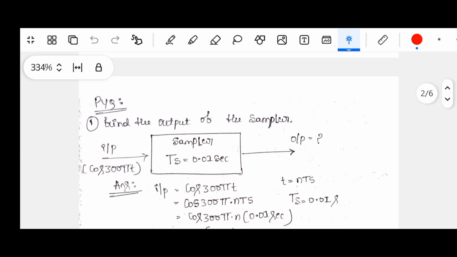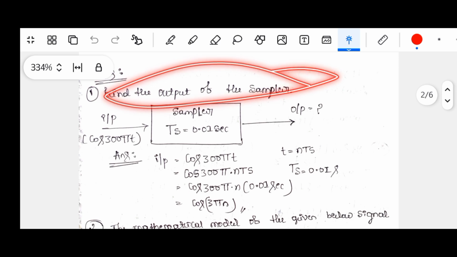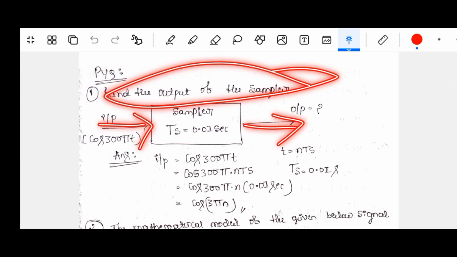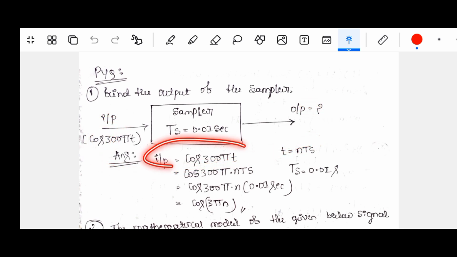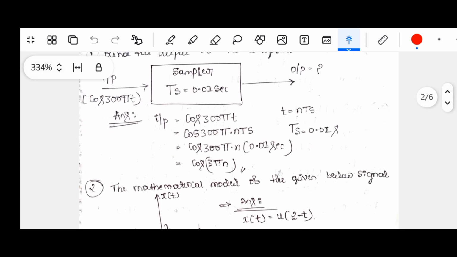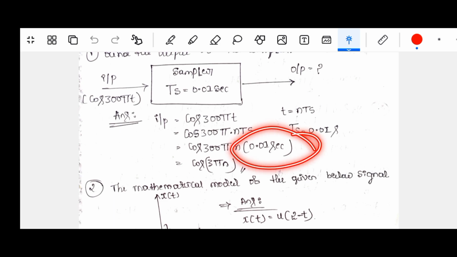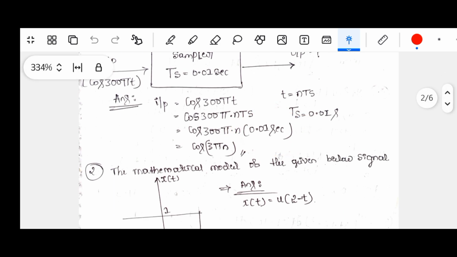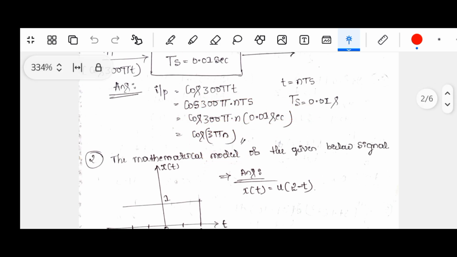We will start with the previous year questions. First question, find the output of the given sampler. It is the input and it is the output, where the sampler is a switch. Take the input cos 300 pi t, where t is equal to nTs, cos 300 pi nTs. They have given Ts is equal to 0.01 second. So substitute that in place of Ts and multiply this. You will get cos 3 pi n. So the final answer will be cos 3 pi n.